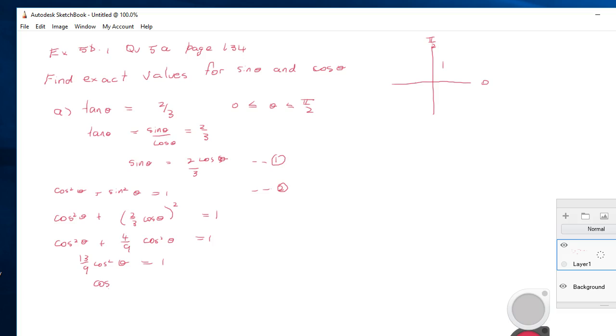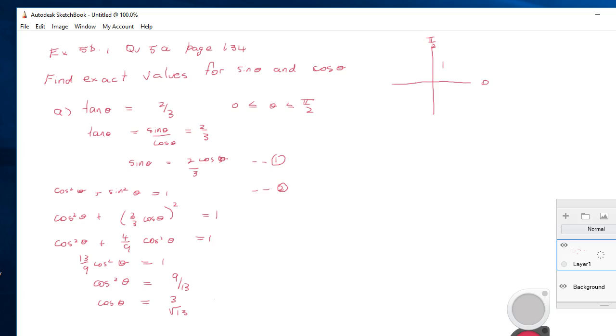So cos squared theta equals 9/13. And cos theta is the square root of 9 on the square root of 13, which is 3 on root 13.